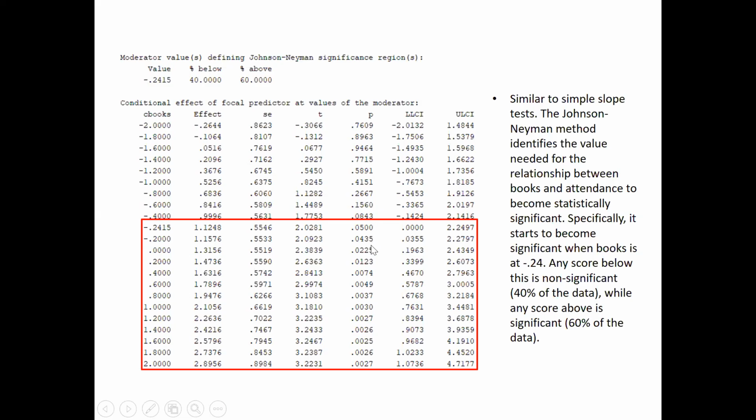And you can just see where those significance values start to cut off and where they start to change. So in other words, it starts to become significant when books is at negative 0.24. Any score below this is non-significant, so about 40% of the data, while any score above it is significant.